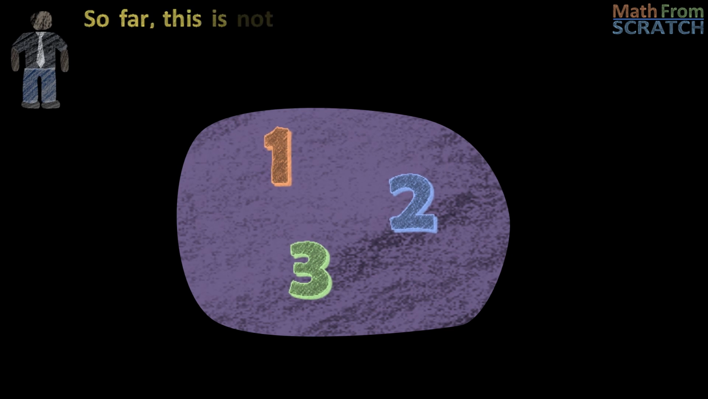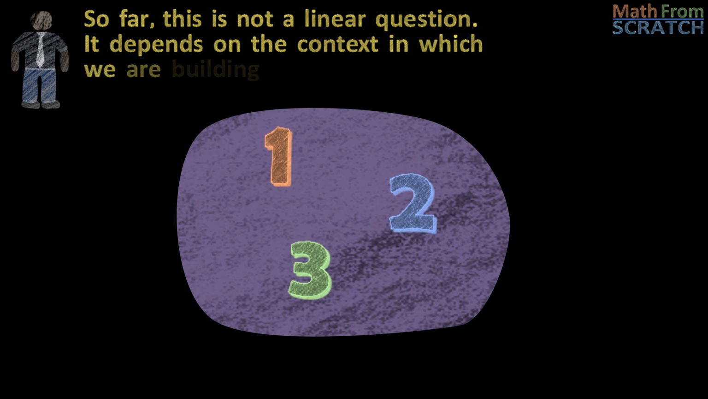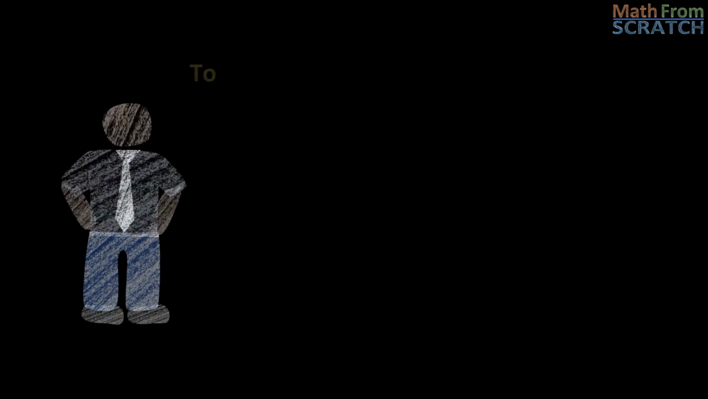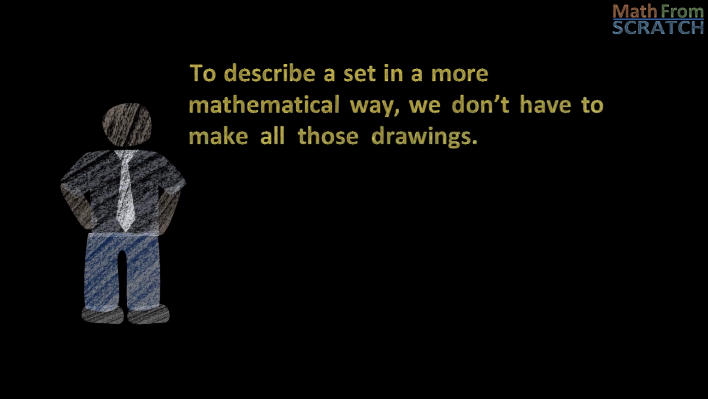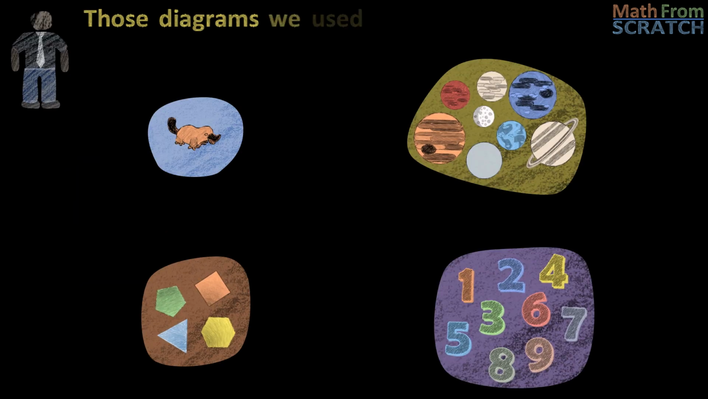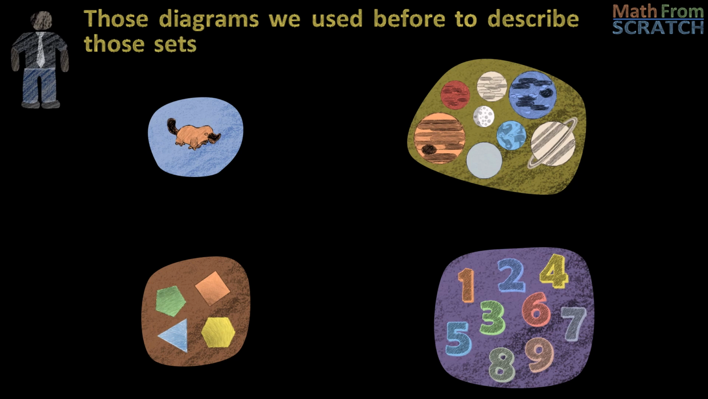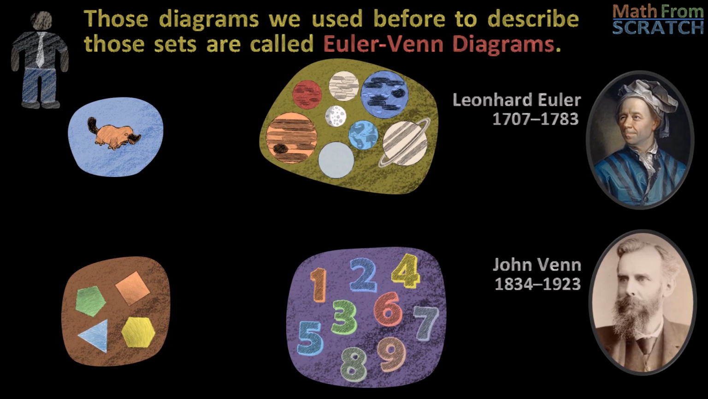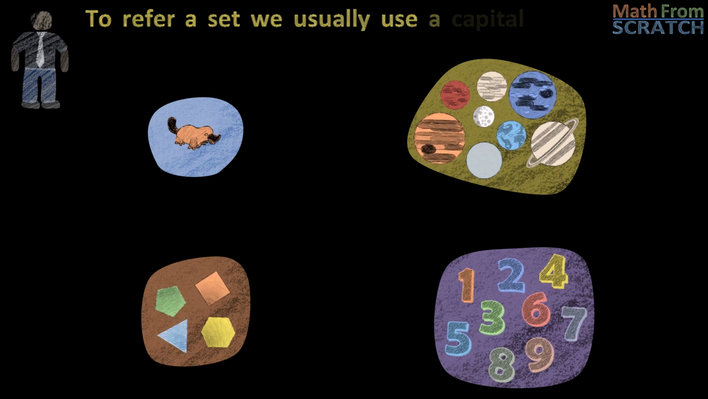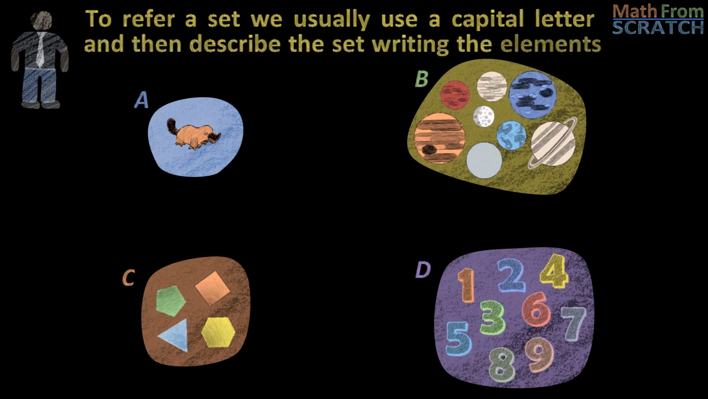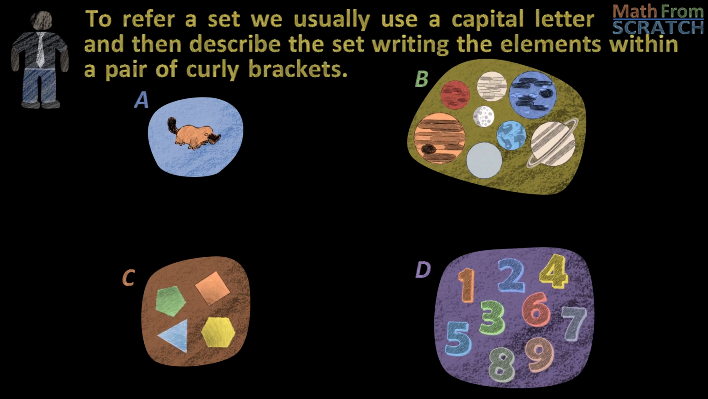So far, this is not a linear question. It depends on the context in which we are building the set. To describe a set in a more mathematical way, we don't have to make all those drawings. Those diagrams we used before, to describe those sets, are called Euler-Venn diagrams. To refer to a set, we usually use a capital letter, A, B, C, D. And then, describe the set writing the elements, within a pair of curly brackets.